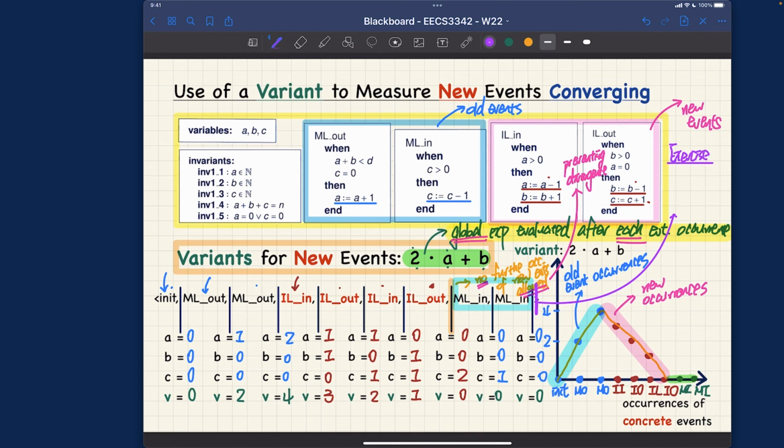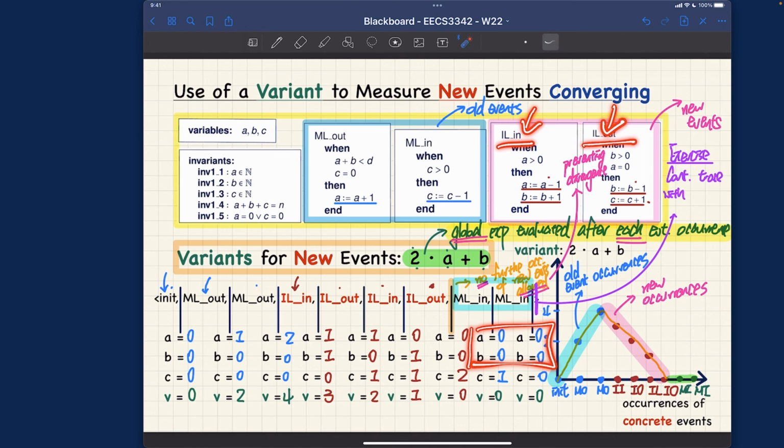Can you just continue the trace with more occurrences of the old events? You can see at the moment, the variant value is still 0. So if you try to evaluate the guard of ILN and ILOut, they're both still disabled. So how can we actually make sure we can still take further occurrences of the new events? We definitely don't want them to diverge, but we also don't want them to be not available forever, right? So how can we actually make it happen?